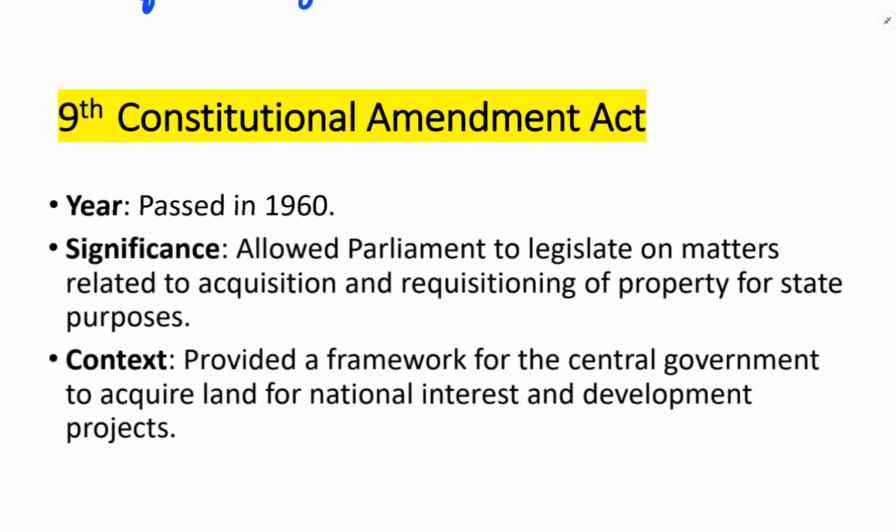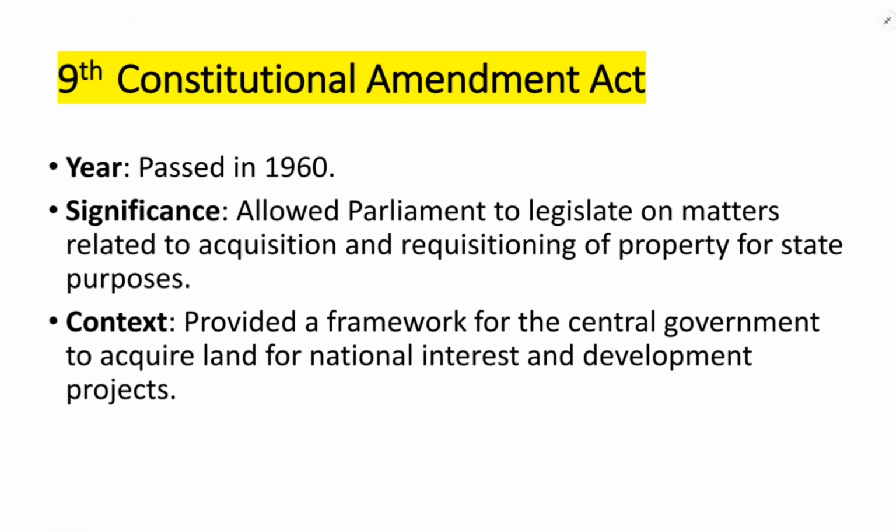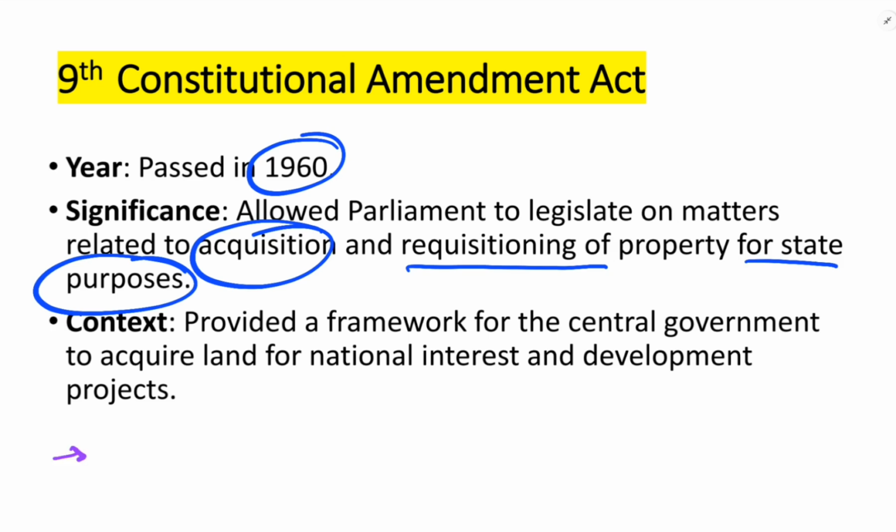Okay, next we'll see the Ninth Constitutional Amendment Act. This act was passed in 1960. This act allowed the Parliament to legislate on matters related to acquisition and reacquisition of property for state purposes. The most important thing in this amendment is that it provided that the transfer of disputed territory to Pakistan from India was illegal.